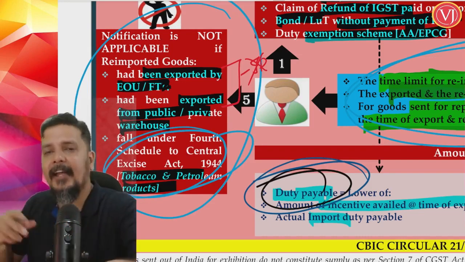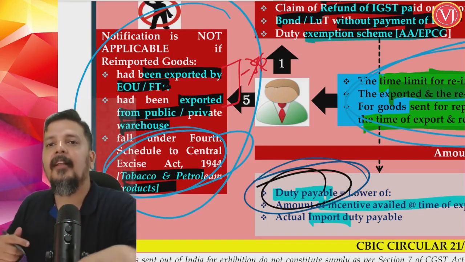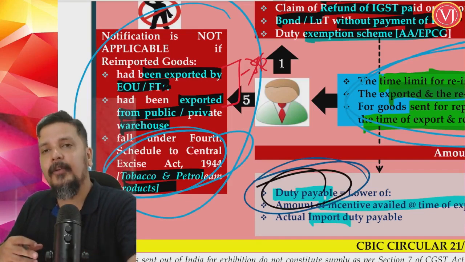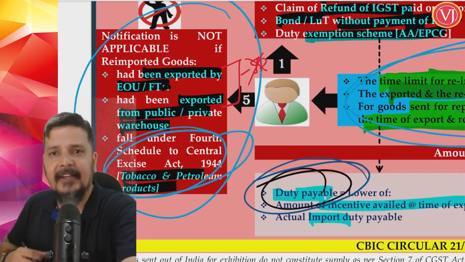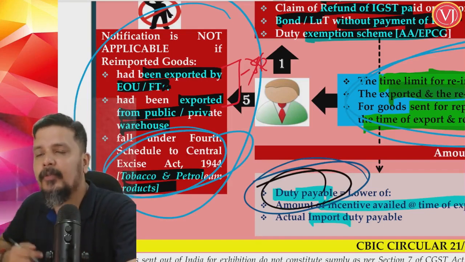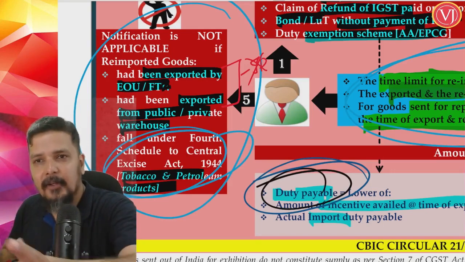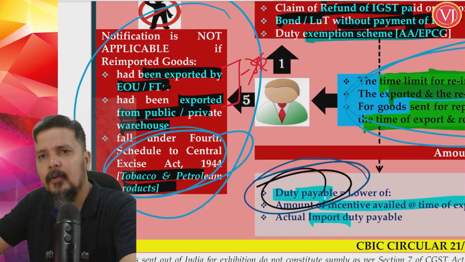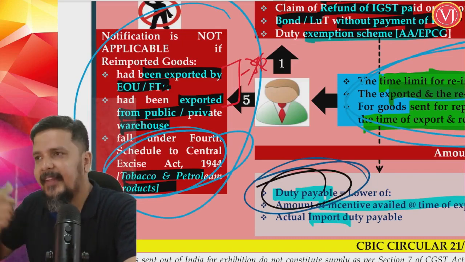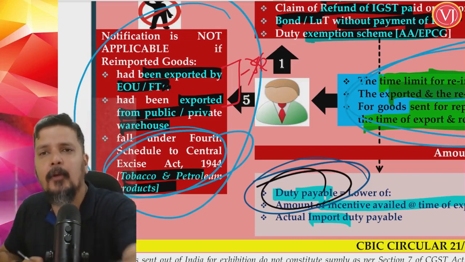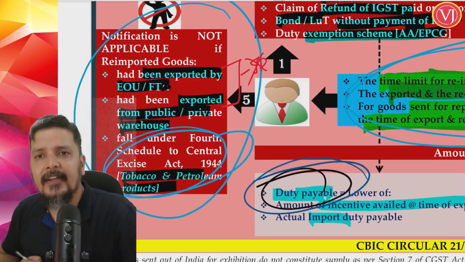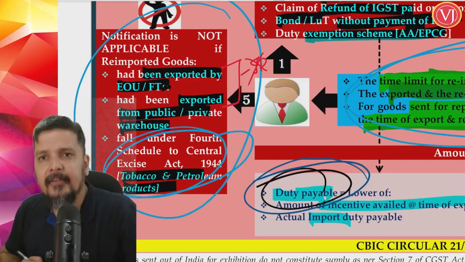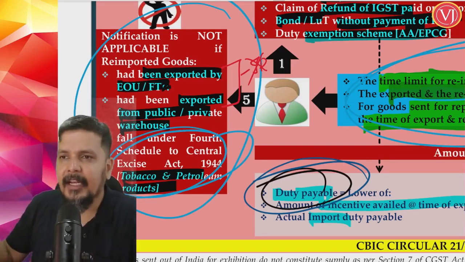I'll give a practical scenario to help you understand this. I have a unit in SEZ as well as domestic tariff area. Initially, the goods were imported in SEZ. No import duty, it is exempted. The goods were sent back. The second time when the same item was imported, it was imported by the domestic tariff area. Should I pay import duty? Yes. Fully? Yes.